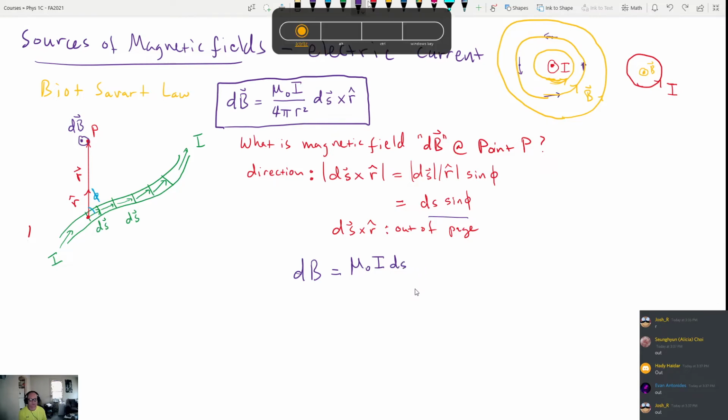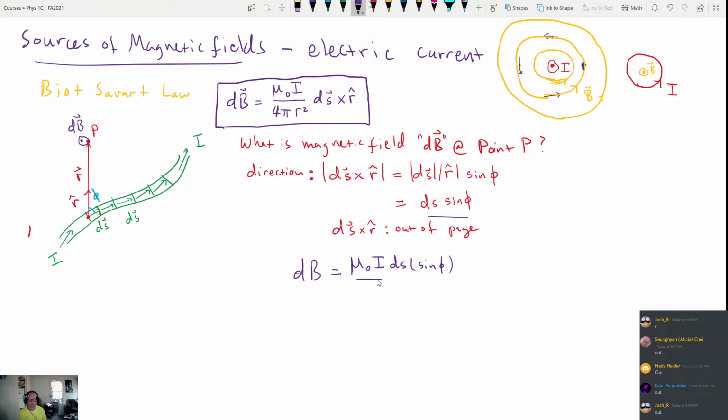Ds times sine phi, and then we would divide by 4 pi r squared. Now, if we actually want to find the magnetic field at this point, we don't just need this quantity. We now need to add up all of the possible dBs that we can have.